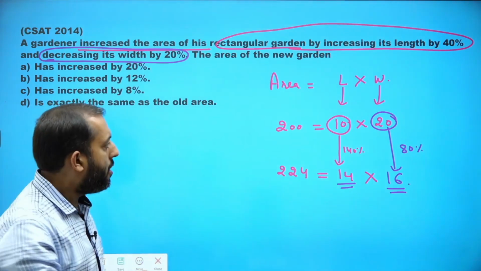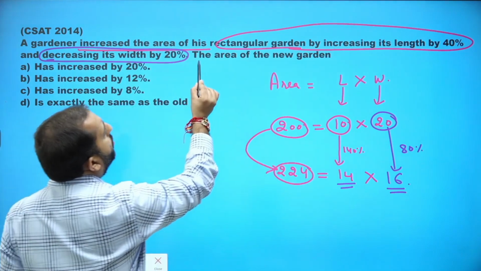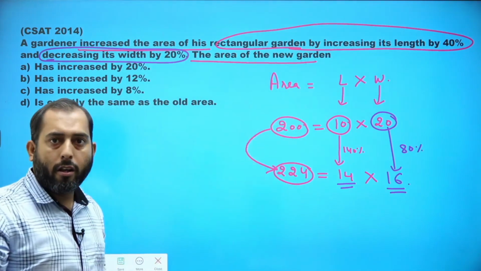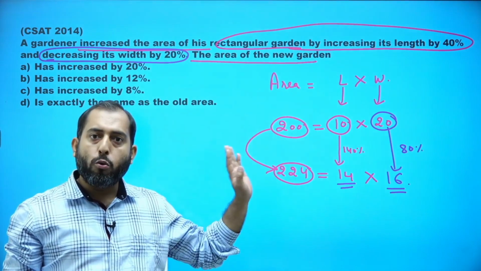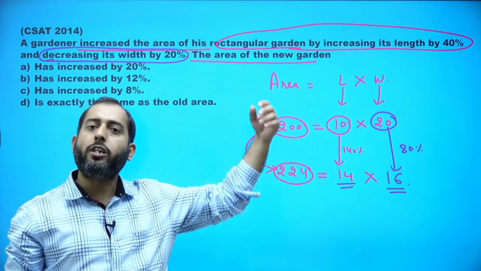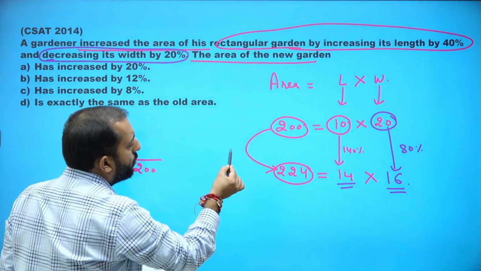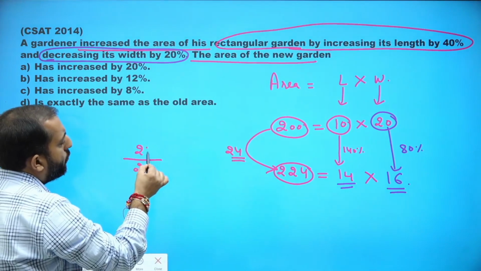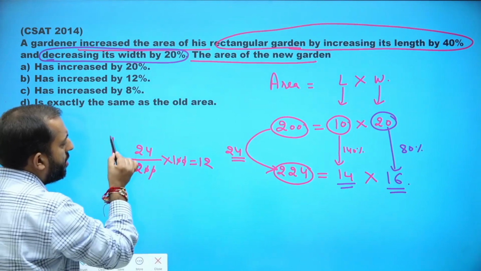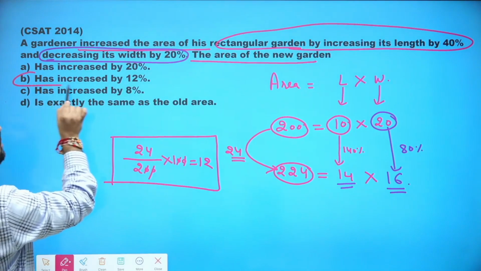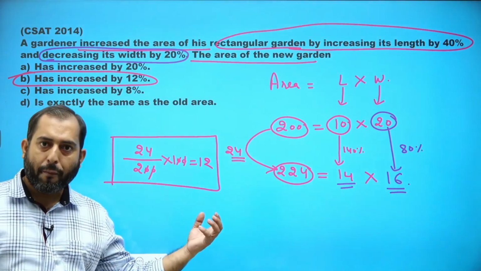I hope this is clear. So the old area is 200 and the new area is 224. We want to find out the change in area. Whenever it is not given with respect to what the change has to be calculated, change should be calculated with respect to the initial value. Initially the area was 200, so from 200 to 224 there is an increase of 24. So 24 in the numerator into 100. If you solve this, 0, 0 gone, answer is 12%. So the area will increase by 12%. Okay, I hope this is clear to you.